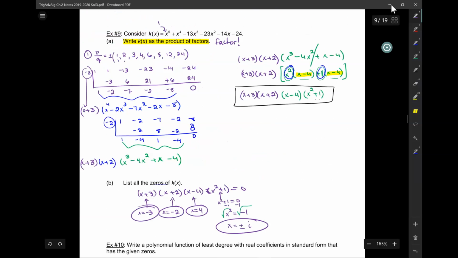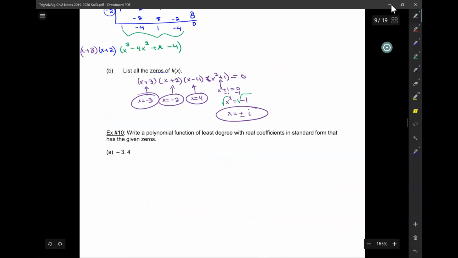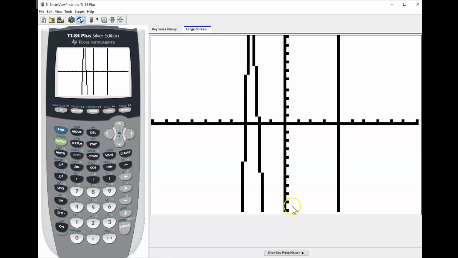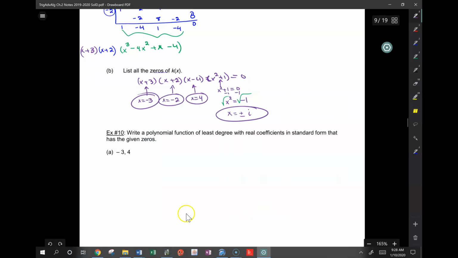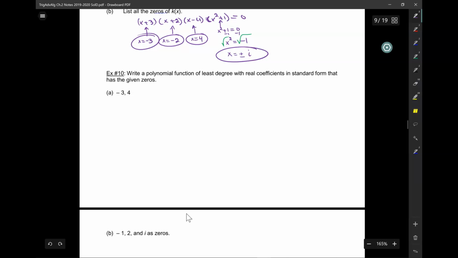This was supposed to have 5 zeros, and sure enough, we found the 5 zeros. If you go on the graph, it looks like it only has 3 zeros. The reason is 3 of the zeros are real numbers. The other 2 are imaginary, so they don't show up on the graph. So even if you do have your calculator, you can never get all 5 zeros for these functions, if it has imaginary ones.